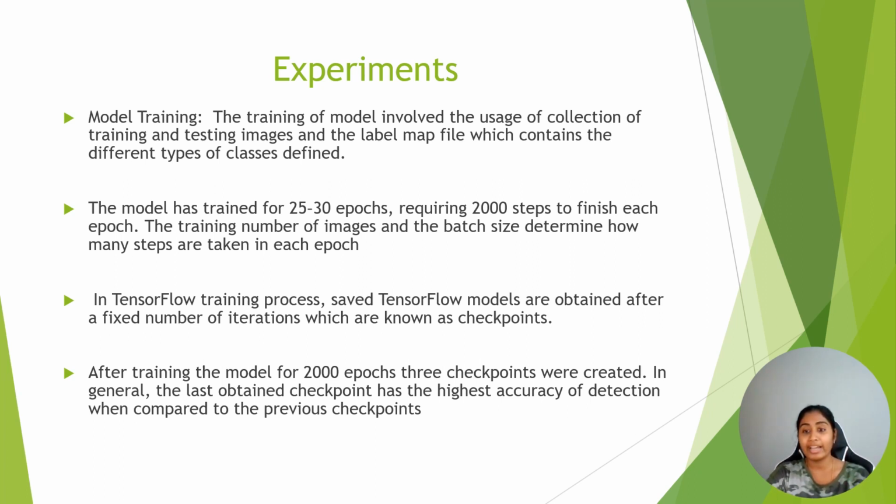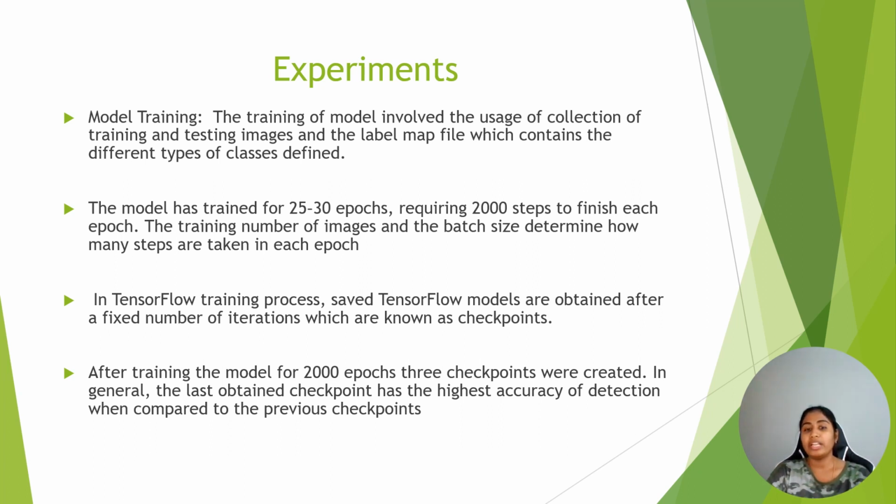As I have told, I have given labels to the images, like hello is the first image, no, yes is the second image, like that. So those are what the label map file contains. And I have trained the model 25 to 30 times, requiring 2000 steps to finish each epoch. The training determines how many steps are taken in each epoch.